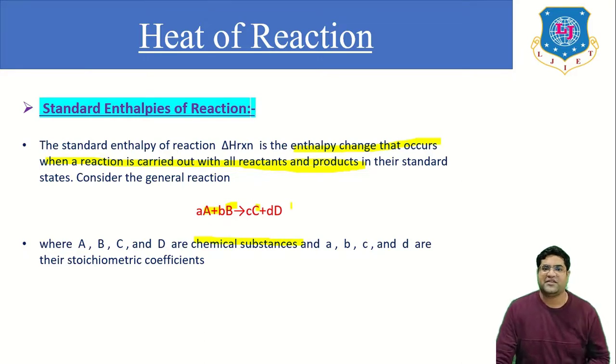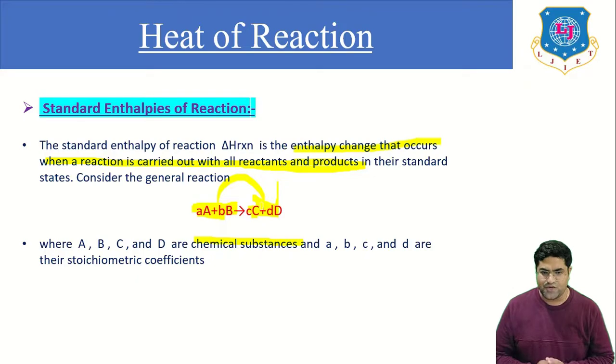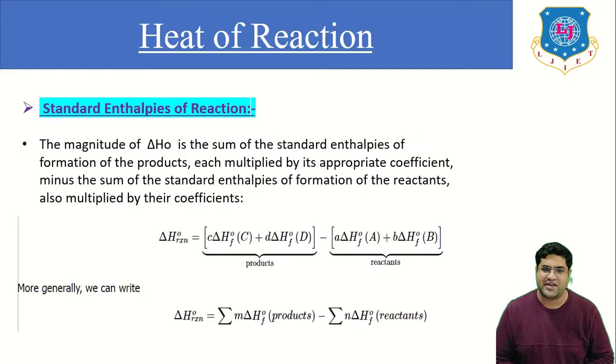Okay, so we can write aA plus bB, where A and B are the reactants, and finally from this A and B we are going to make the products, that is C and D. So from the mixture of A and B finally we will get the products C and D. So at that time, how much amount of heat is required? That heat is known as the heat of reaction. Okay, so if there are a number of substances, then we can write the heat of reaction like this.